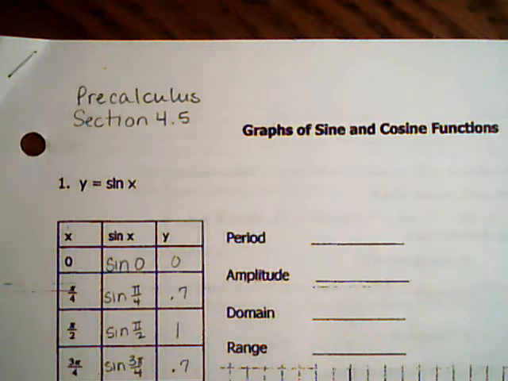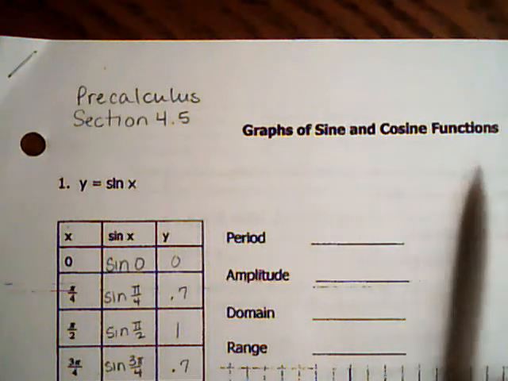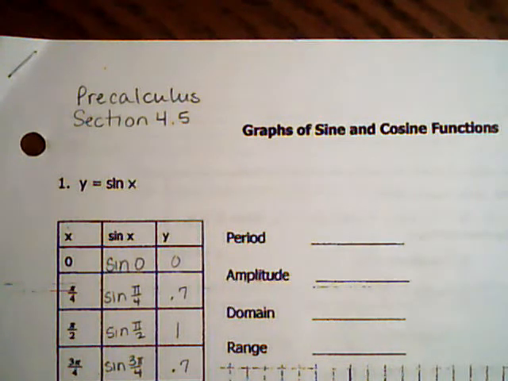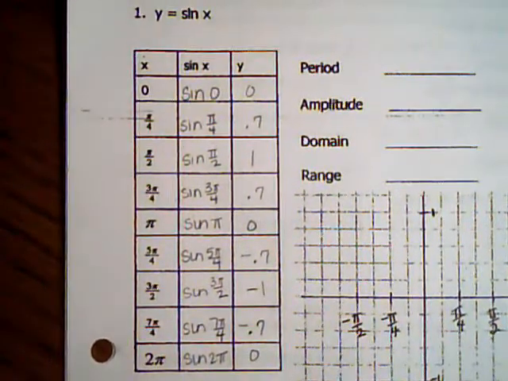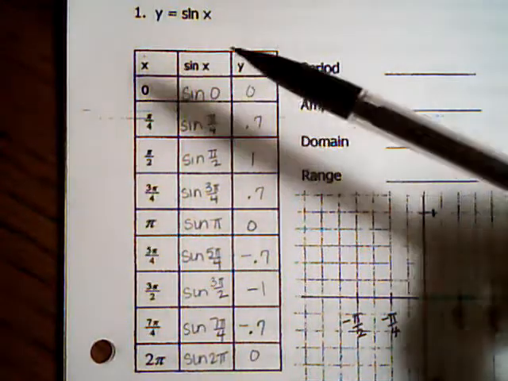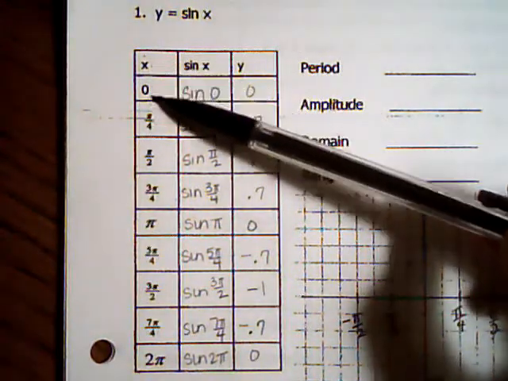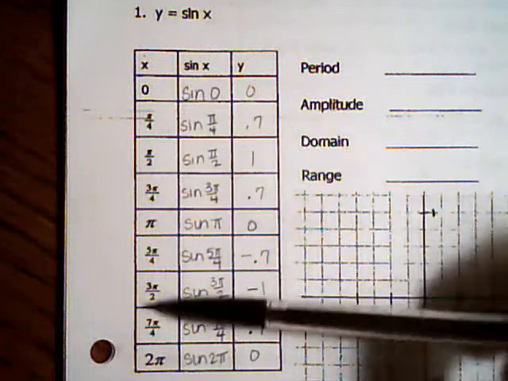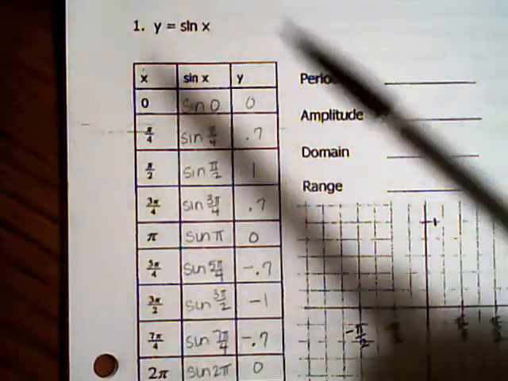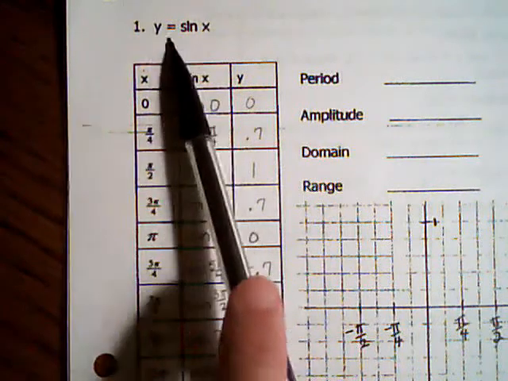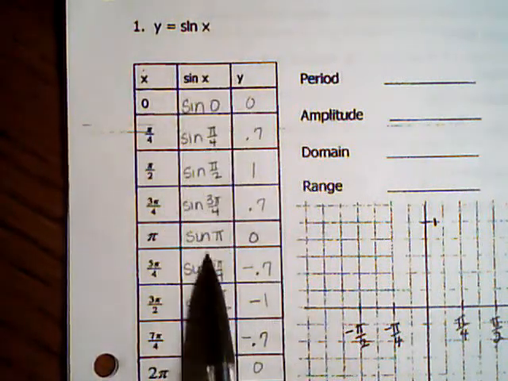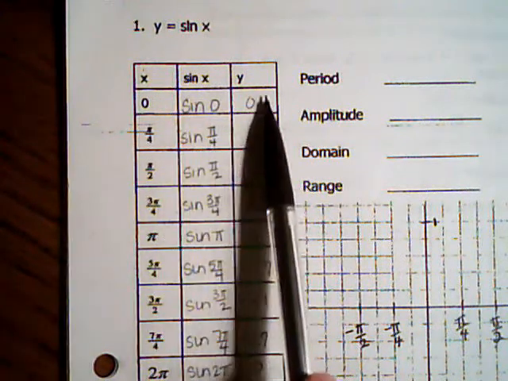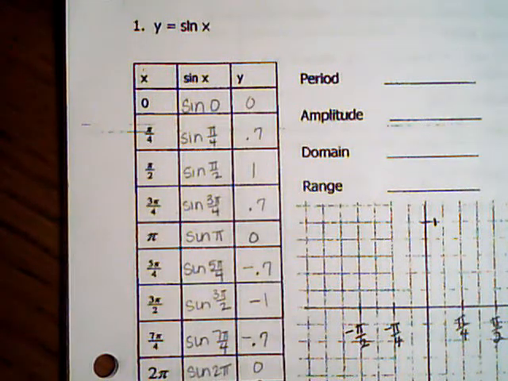Section 4.5 is on graphing the sine and the cosine functions. Now on your handout, your sheet is blank here. If you want to take just a few minutes to copy down what I have here, I've selected values for x, which are all in radians, and we're going to plug those into the equation y equals the sine of x, and that's what I have here in the middle column. And then we're going to compute what the y value would be.